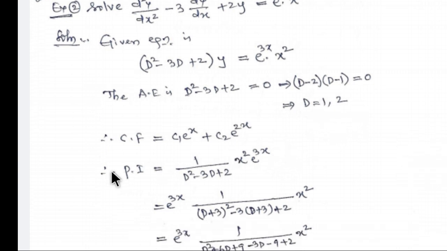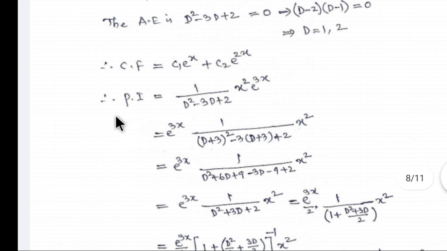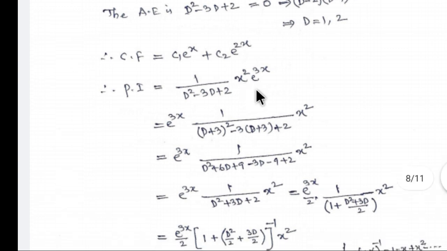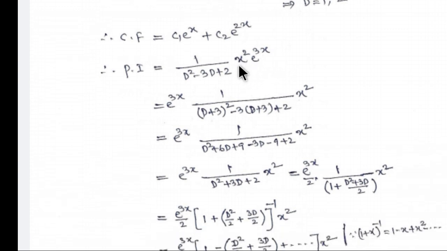So in this case, how to write the complementary function? You see that c1 into e raised to x plus c2 into e raised to 2x. This is the complementary function. Then how to find the particular integral? The particular integral is 1 by f(D), where f(D) means the symbolic coefficient of y, that is d square minus 3d plus 2, operating on e raised to 3x into x square.